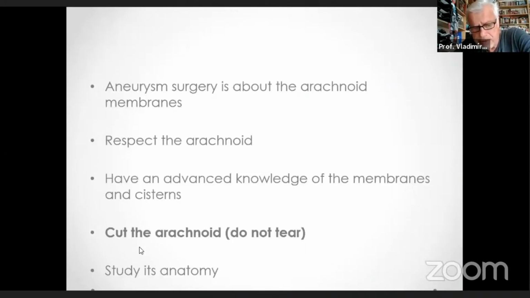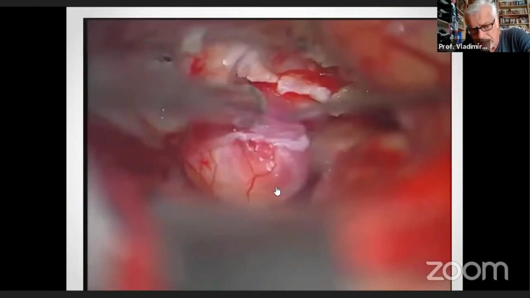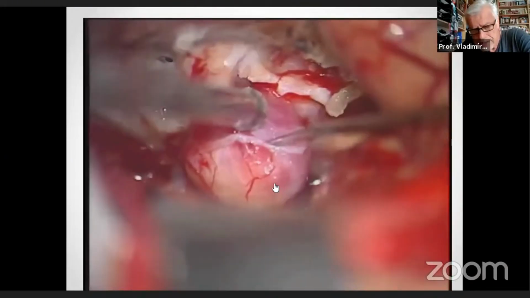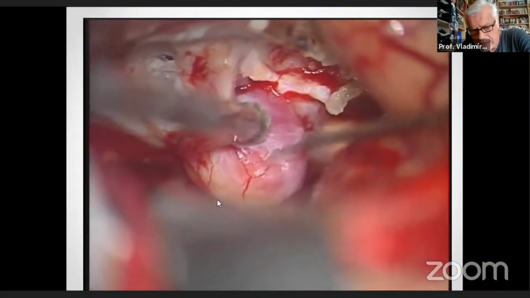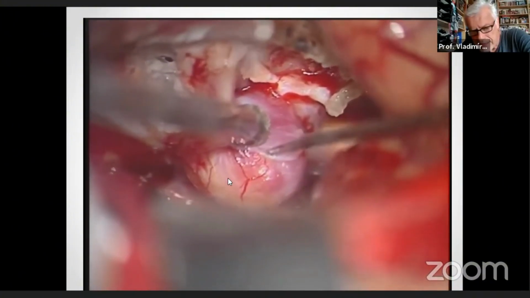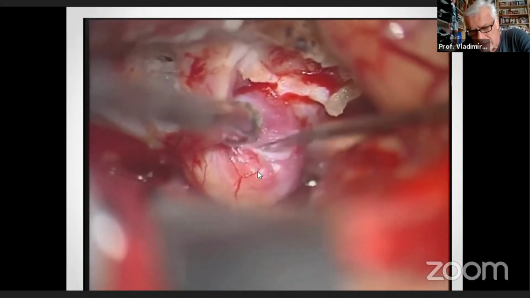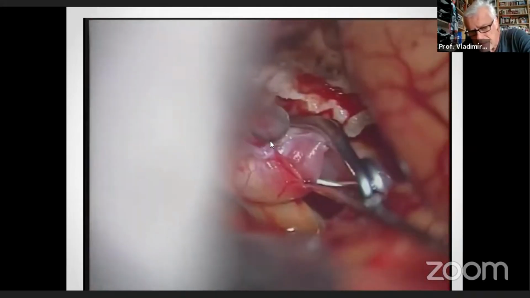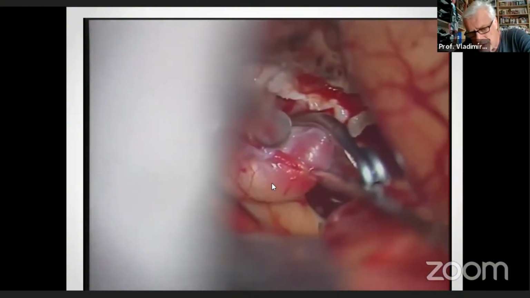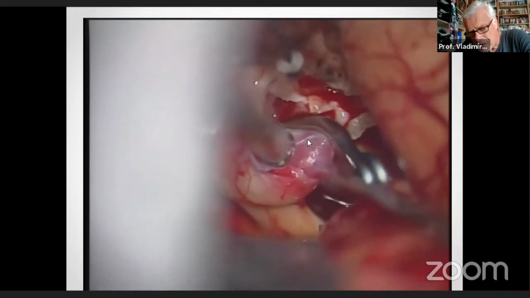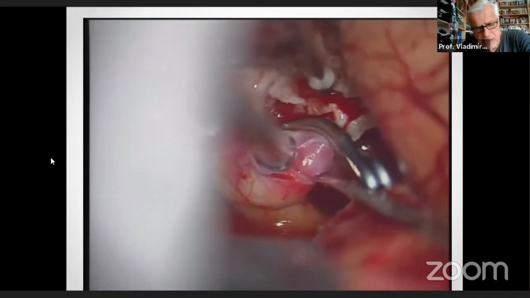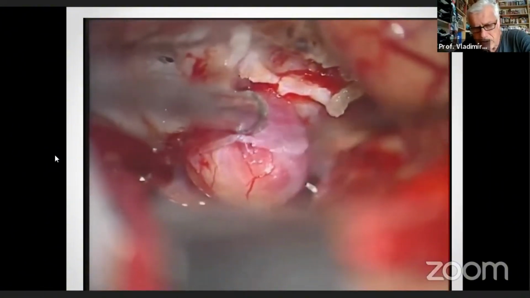So aneurysm surgery is about the arachnoid. Do not tear the arachnoid. It's like in this ophthalmic aneurysm, where you see that the optic nerve is split on the surface of the aneurysm, and the border between the nerve, the arachnoid and the aneurysm is nearly invisible. So if you dissect the arachnoid well from the optic nerve, then you get to the aneurysm, then you can close it, and you see what was the pressure on the aneurysm. Let's go forward.